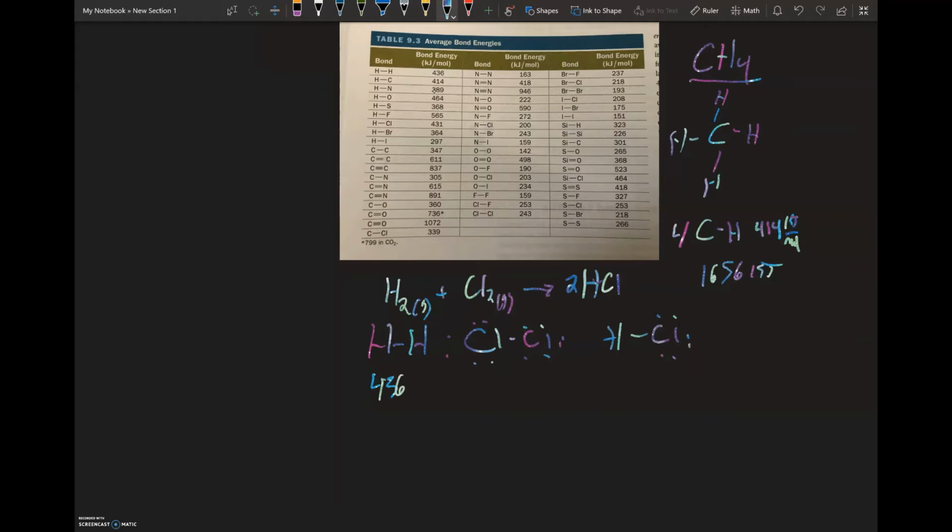For the Cl2, let's see here, Cl2, okay, it's 243 kilojoules per mole. And then the H-Cl, where is it at here? There it is, 431 kilojoules per mole.